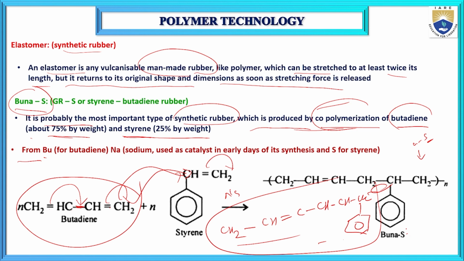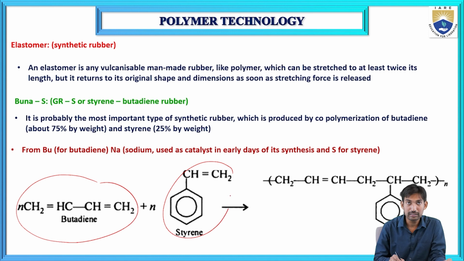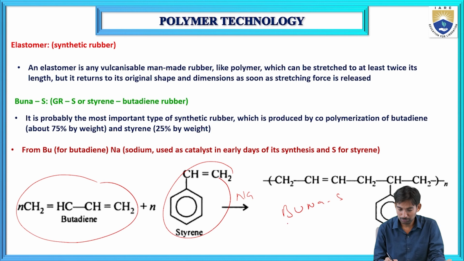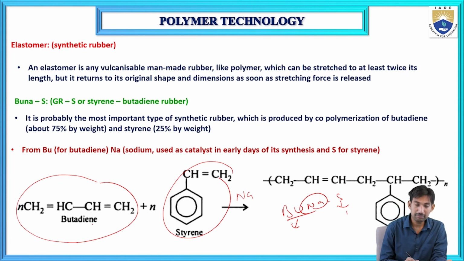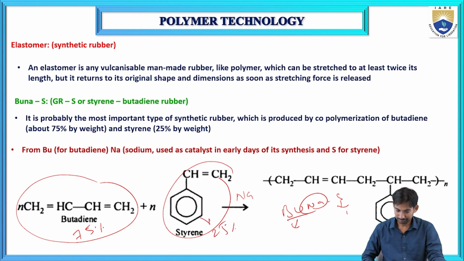What are the monomers in Buna-S rubber? Bu is butadiene, Na is sodium metal, which is a catalyst, and S is styrene. Two monomers are present: one is butadiene, the other is styrene. Bu is the butadiene monomer, S is the styrene monomer, and Na is the catalyst used in this synthetic process. The butadiene weight percentage is 75% and the styrene percentage is 25% for the synthesis of Buna-S rubber.